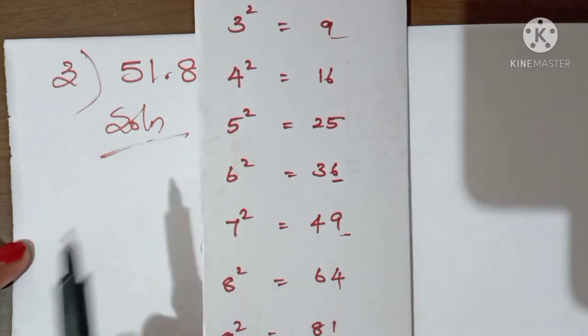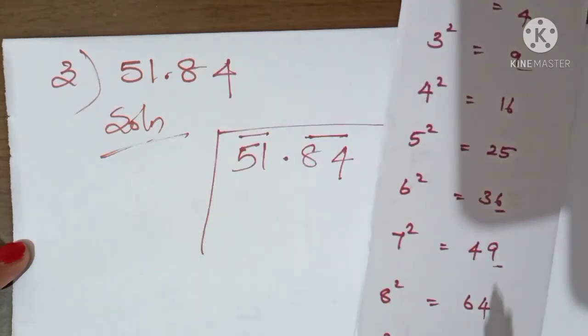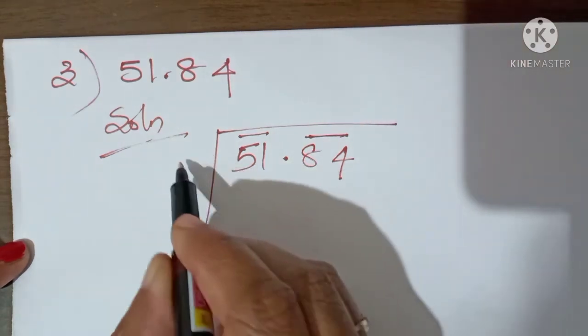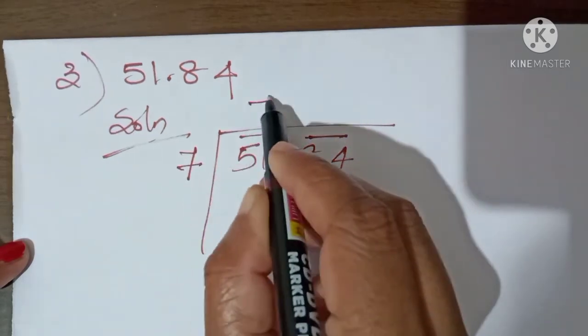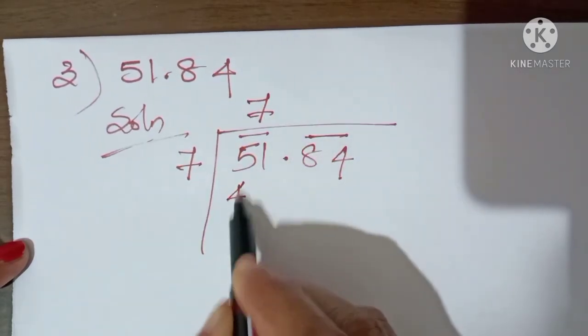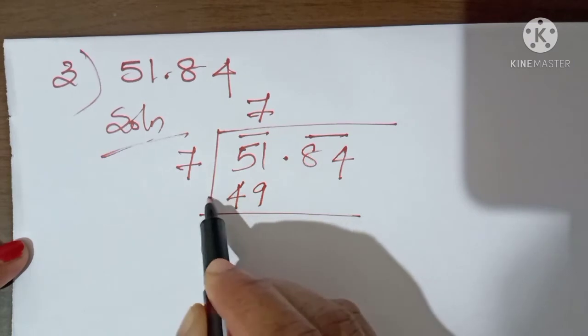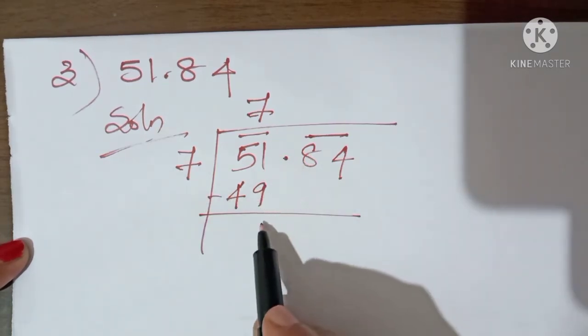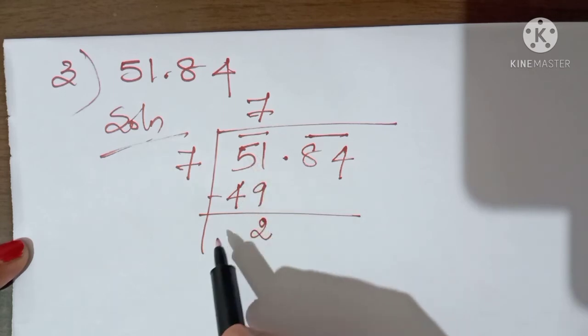Can I write 64 there? No, because 51 is a smaller number, so I'll go for 49. So what is the square root of 49? 7, right? 7 sevens are 49. So I'll be writing 7 here and 7 here. And what will I write here? 49. I want to do subtraction. So 11 minus 9, you'll get the answer 2. 4 minus 4, 0, right?